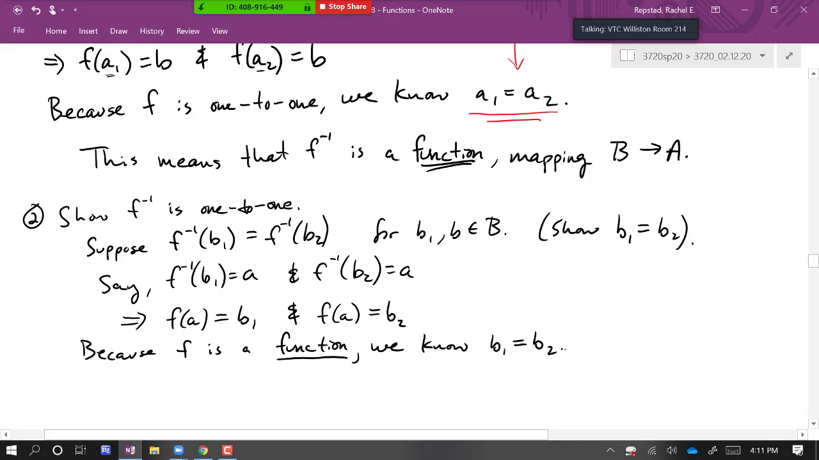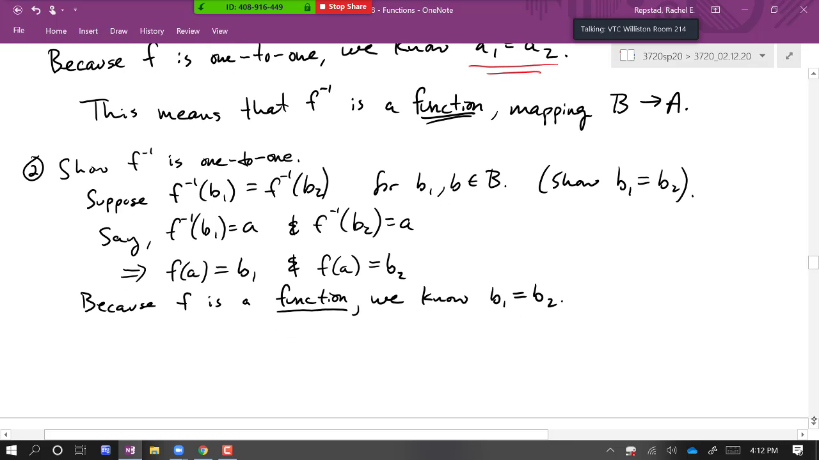Is that like saying one element of the domain maps to one image? Yeah, so with a function, a particular input can go to only one output. A function could double up on outputs. To be a function, you could have two inputs mapped to the same output. It wouldn't be 1 to 1, but it would still be a function. You just can't have one input mapping to different outputs. That's not allowed in order to be a function. So this is enough for us to conclude that B1 is equal to B2, and that's what we wanted to show on this part. So that means F inverse is 1 to 1.